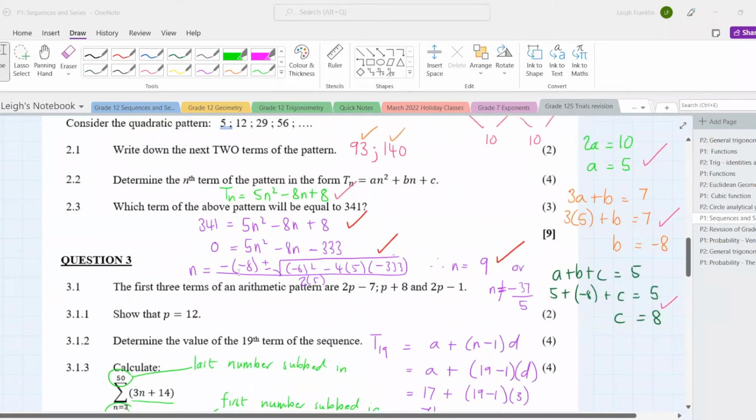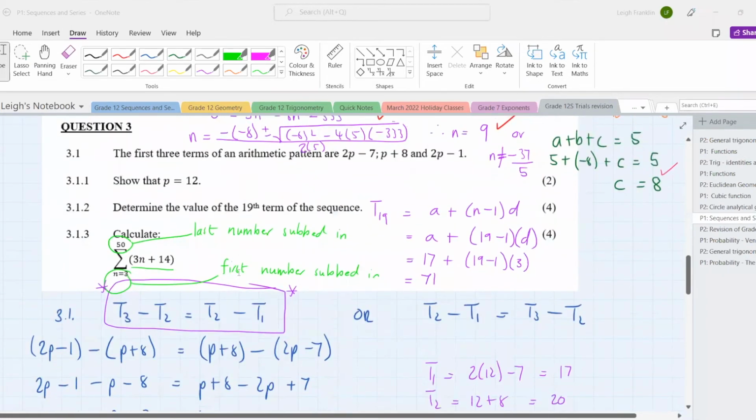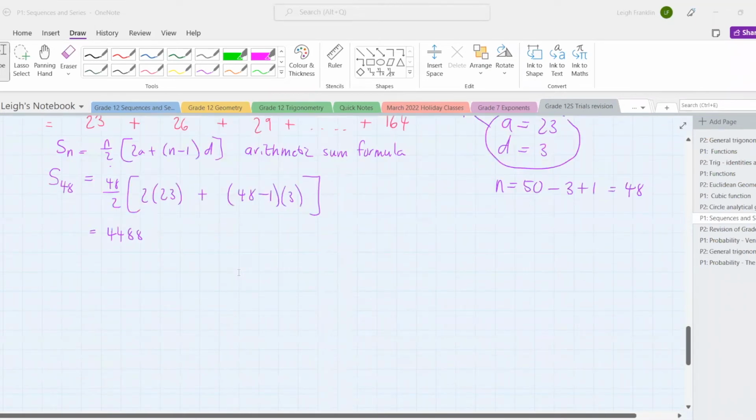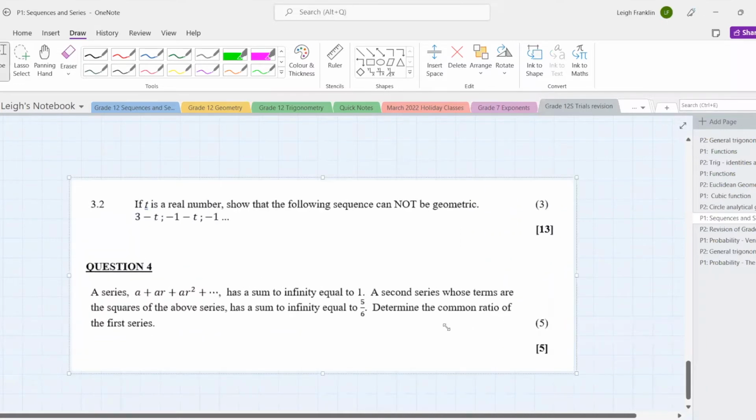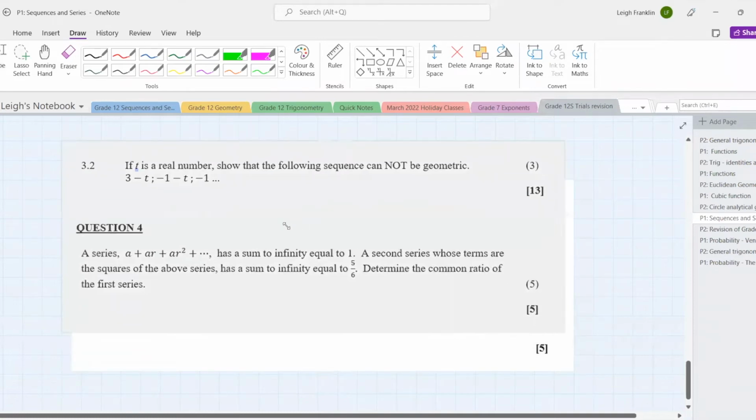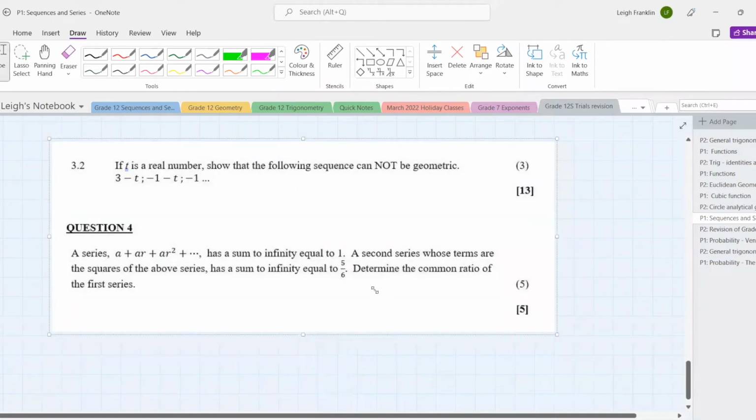Cool. Okay, so we've covered quadratic patterns. We've covered an arithmetic pattern. Let's go and have a look at something else. Okay, so now these two questions are a little bit more difficult, a little bit more challenging. So the first thing that they're saying to us here is that if t is a real number, show that the following sequence cannot be geometric.